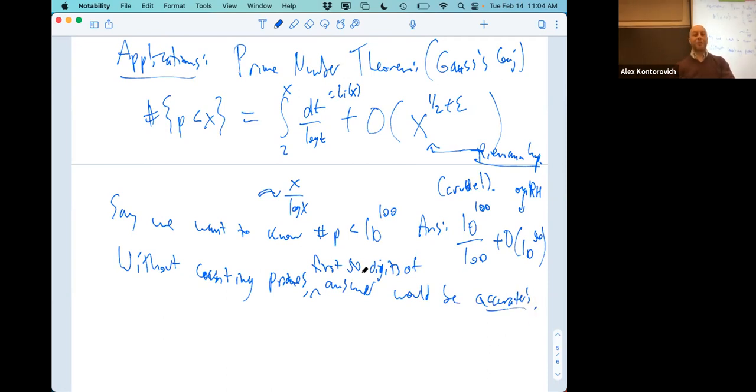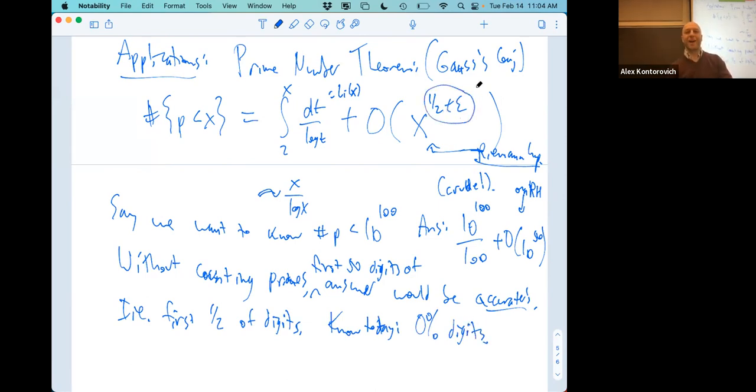Do we know what percent? In other words, the first half, 50% of the digits are there. Do you know what percent of the digits we know today to be accurate? It's going to be 0. Yes, known today, 0% of the digits. So even getting 1% of the digits would require something like having a 0.99 instead of a 0.50 here.